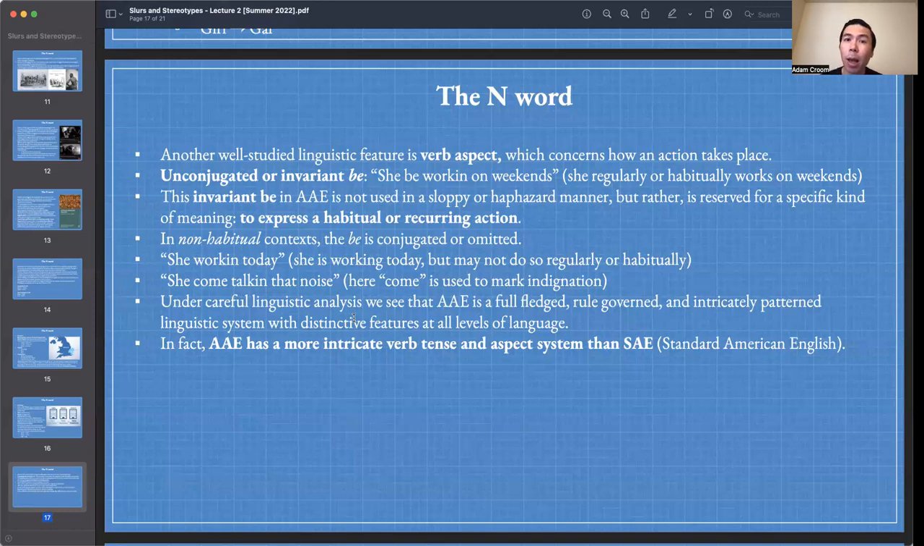Also, she come talking that noise. Here, come is used to mark indignation. Okay, and so here we just see that AAE has a rich usage of verb aspect, even more so than standard American English. Under careful linguistic analysis, we see that AAE is a full-fledged, rule-governed, and intricately patterned linguistic system with distinctive features at all levels of language. In fact, AAE has a more intricate verb tense and aspect system than SAE, or Standard American English.